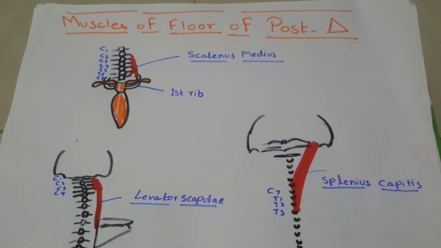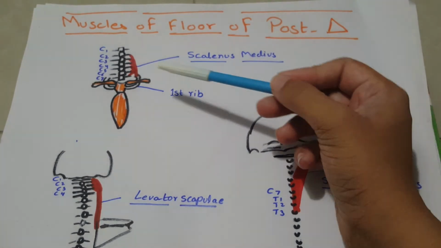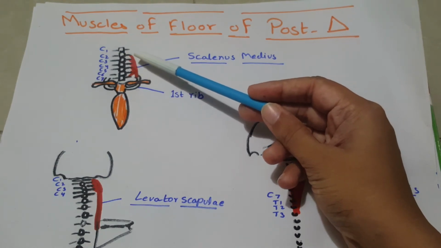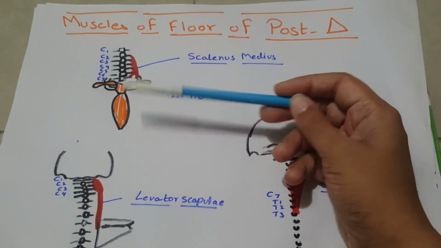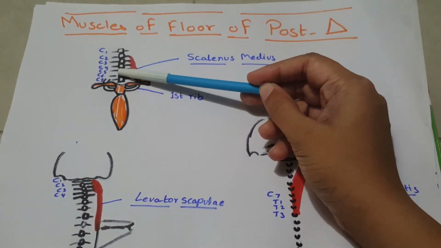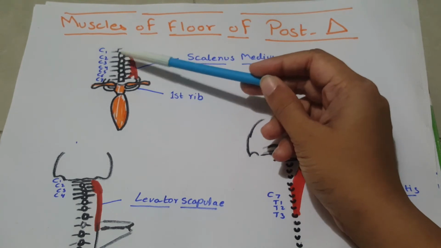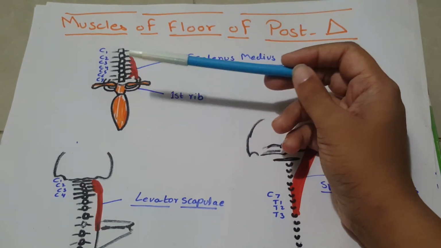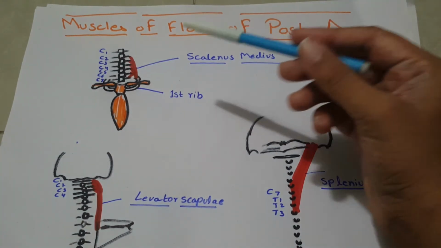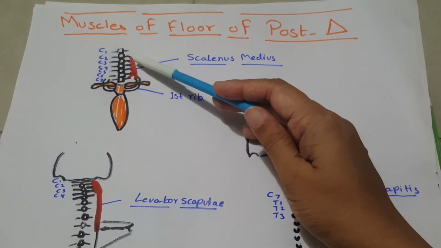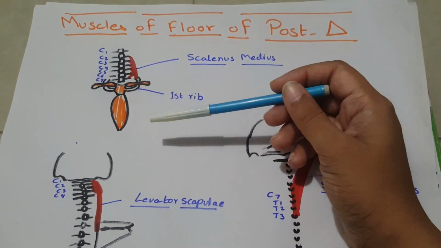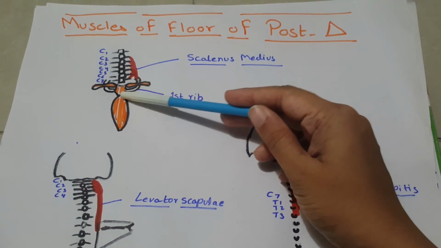So first of all, let us discuss scalene medius muscle. Scalene medius muscle originates from the transverse process of C2 to C7 vertebrae. I have drawn cervical vertebrae bodies, and on the sides I have drawn transverse processes. So you can see in the diagram that scalene medius muscle originates from the transverse process of C2 to C7 cervical vertebrae, and this muscle is finally inserted on the first rib.